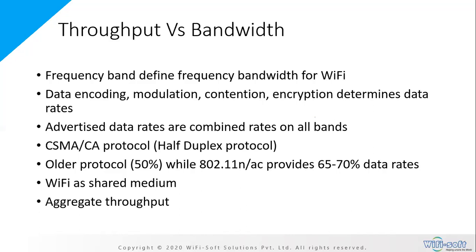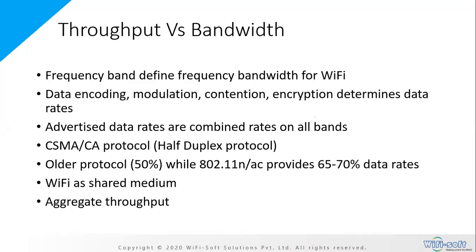And because Wi-Fi is a shared medium, everything happens in the air, right? Wi-Fi signal goes through the air. So it is shared between all the devices that are connected to the Wi-Fi access point, and all of them would be trying to transmit and receive at the same time. So even if you are buying a 300 Mbps N series access point, you're talking about 65 to 70% data rates that you get because Wi-Fi is by definition half duplex.